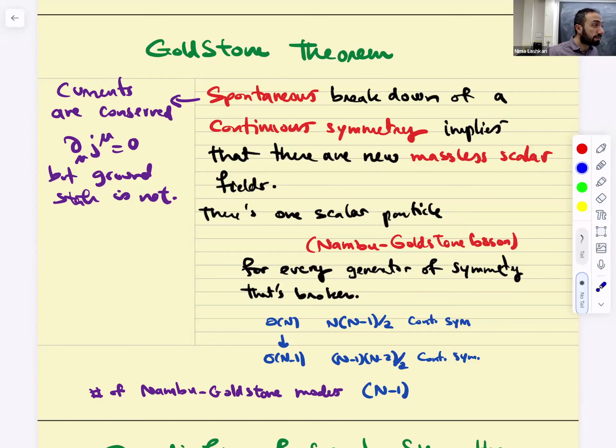So why should it always be a scalar field? Oh, that's just a fact. It comes out of the theorem. It's always scalar. The Nambu-Goldstone particle is always scalar. Hopefully I'll give you a homework problem on that. Yeah, we'll work it out in the homework.